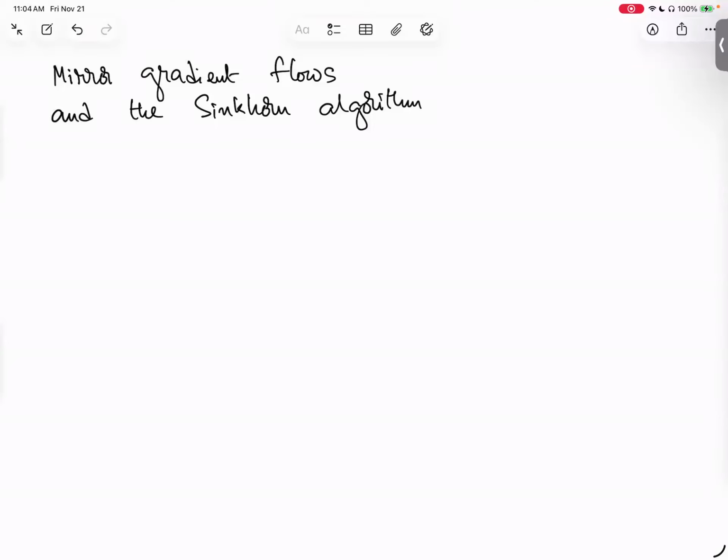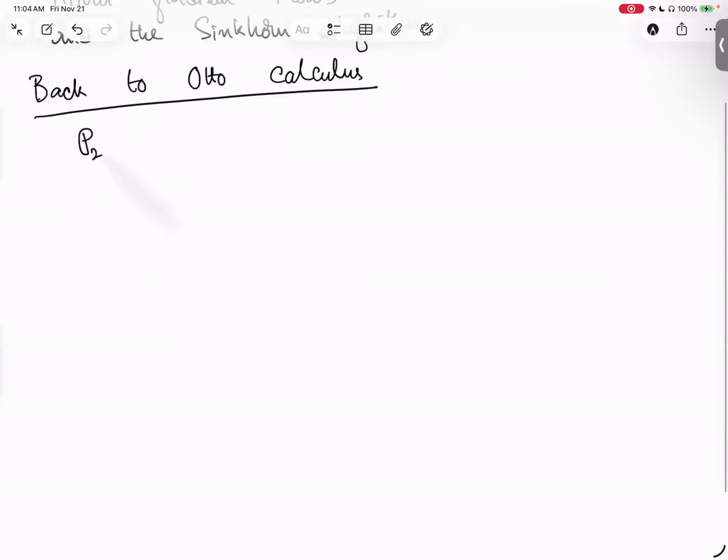Okay, so we want to get into the Sinkhorn algorithm, but before that, I want to talk a little bit about going back to Otto calculus. So what did we learn about Otto calculus? We turned the set P2 of R^d, equipped with the Wasserstein-2 metric, into a formal Riemannian manifold.